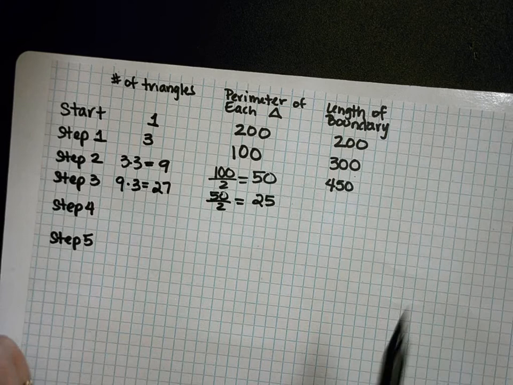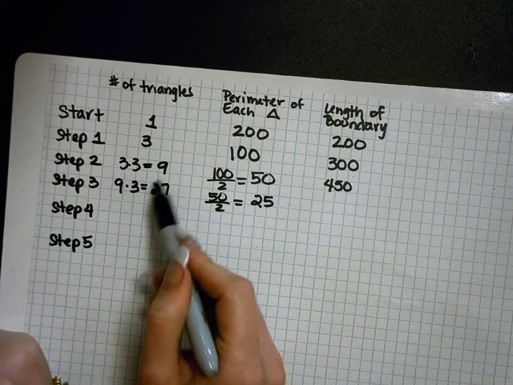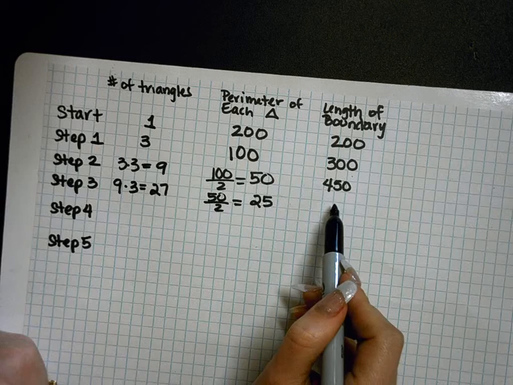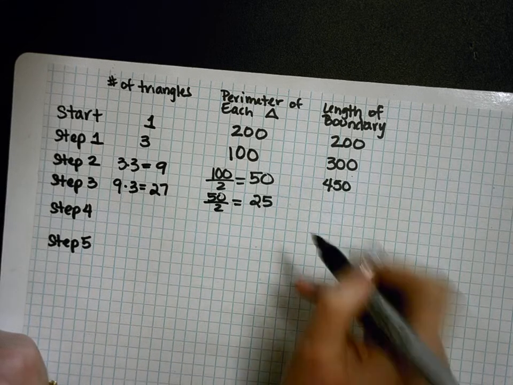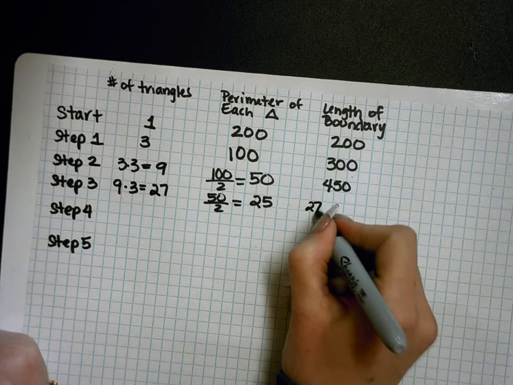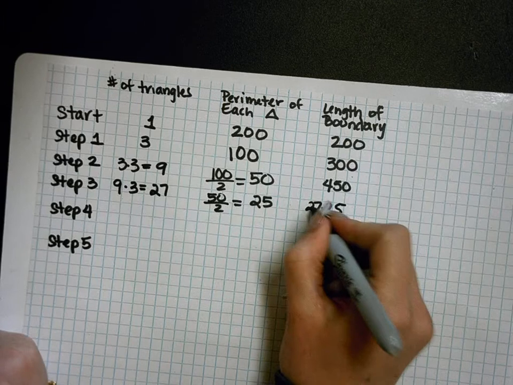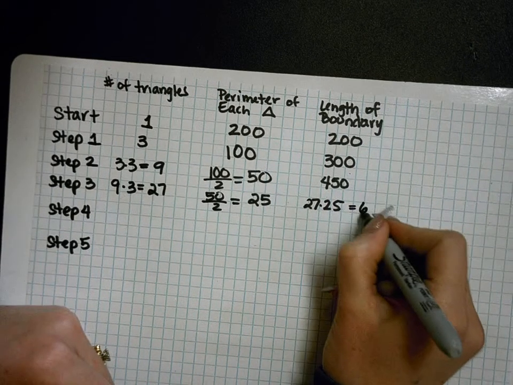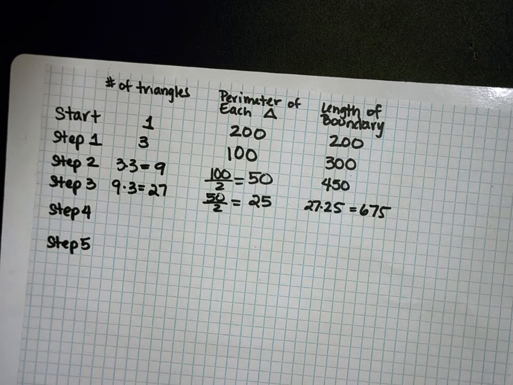And the length of the boundary: now we have 27 smaller triangles, which each have a perimeter of 25. To figure out the length of the boundary, we just go 27 times 25, and what we end up getting is 675. That's the length of the boundary. We're just going to continue this process.